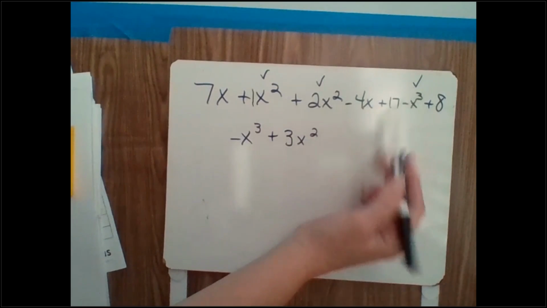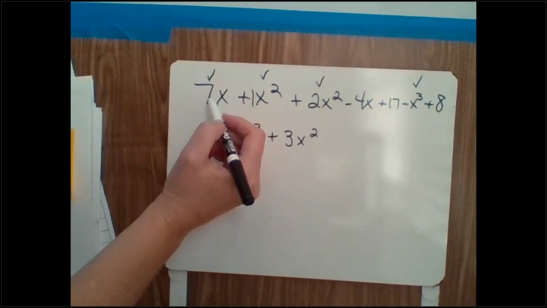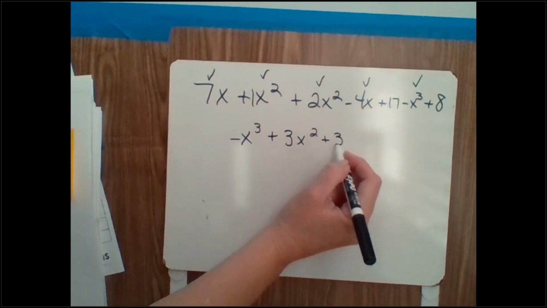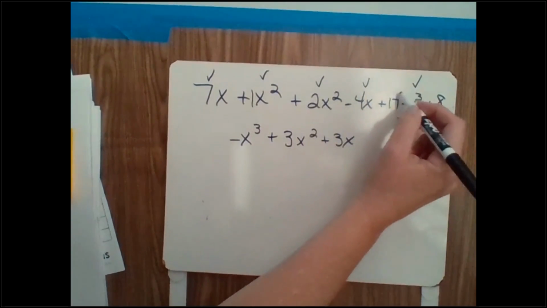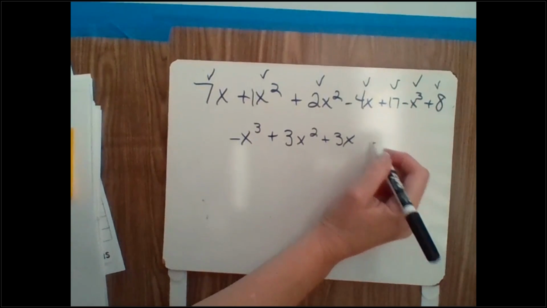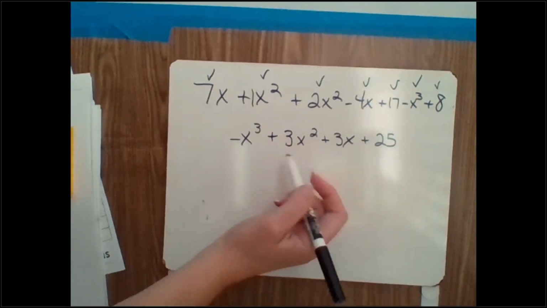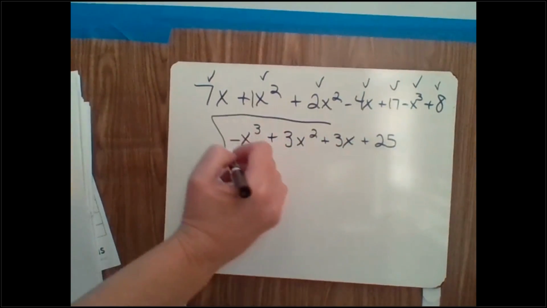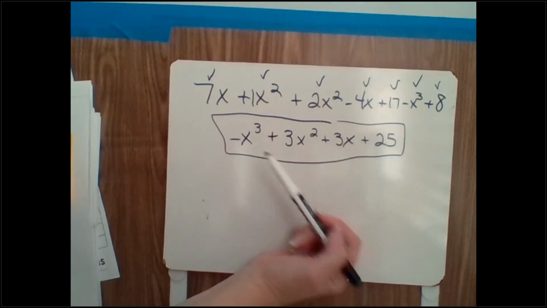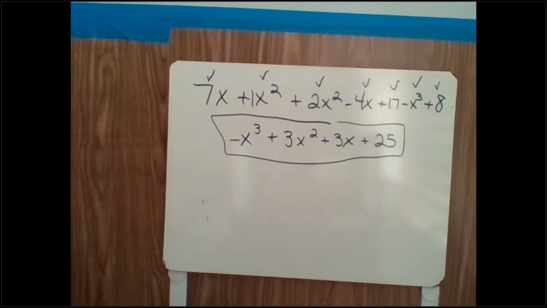I always put check marks so I remember what I have done, what I have not done. And now I've got 7x and minus 4x, they can go together. That's going to leave me with 3x. Now I have 17 and 8, and they go together, and that's going to be 25. Okay, so that's it. Someone gives me that expression and says simplify. This is the simplified version written in the appropriate format.